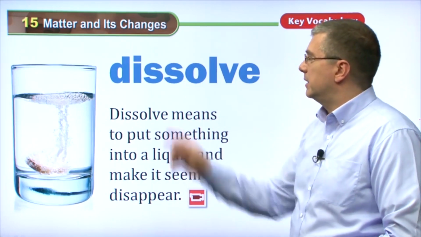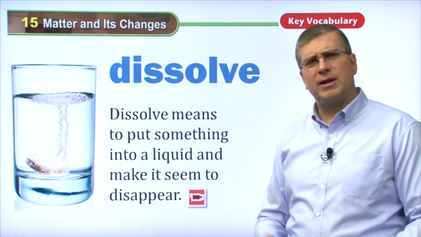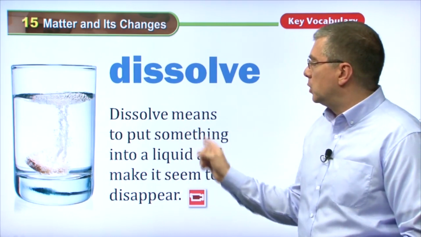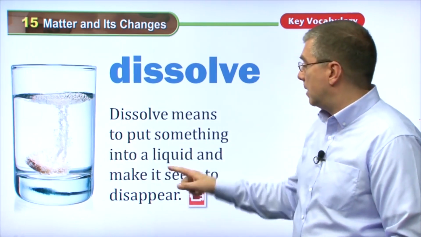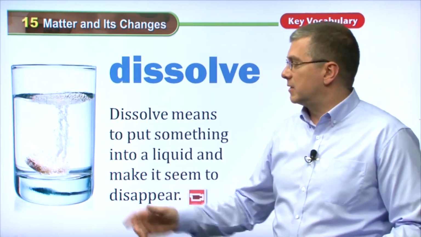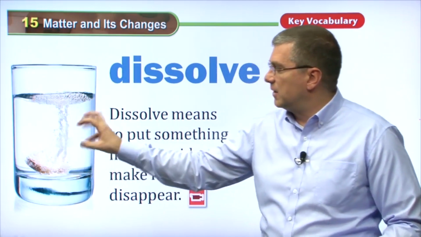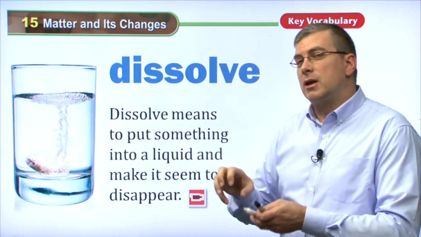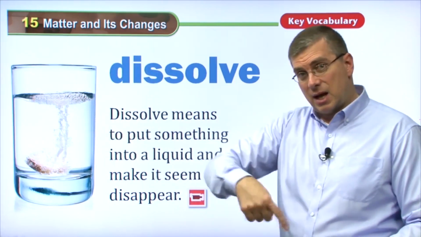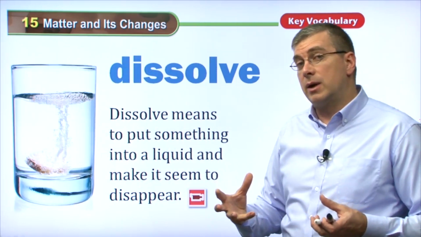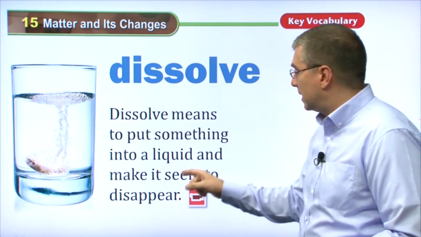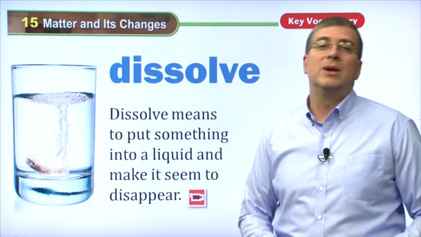Now, another way that you can mix things together is to dissolve them. Dissolve, that's an interesting word. To dissolve something means to put something into a liquid and make it seem to disappear. Here's a pill that's going down and it's fizzing. It'll disappear. The liquid will absorb it. If you put sugar into iced tea and mix it up, the sugar will dissolve in the liquid and the sugar will disappear. You won't see it. It's still there. You just can't see it.